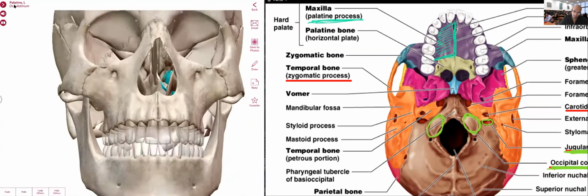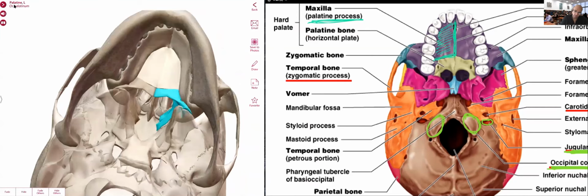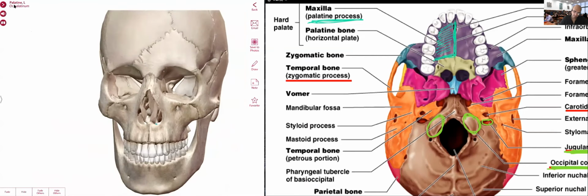So again, what we're looking at in here is the hard palate. The hard palate is formed by the palatine process of the maxilla, and the palatine bone, which is a separate bone from the maxilla. It's one of the facial bones. So how many facial bones did we see so far? One, two, three.